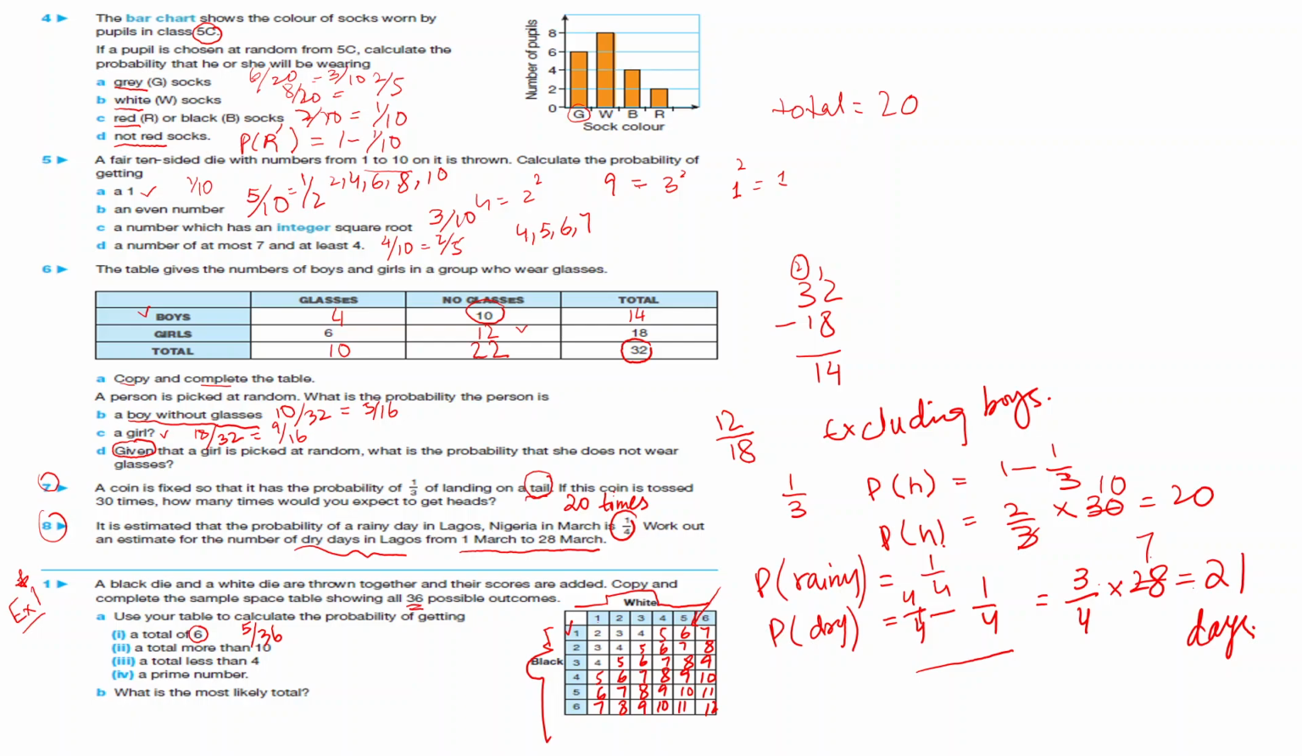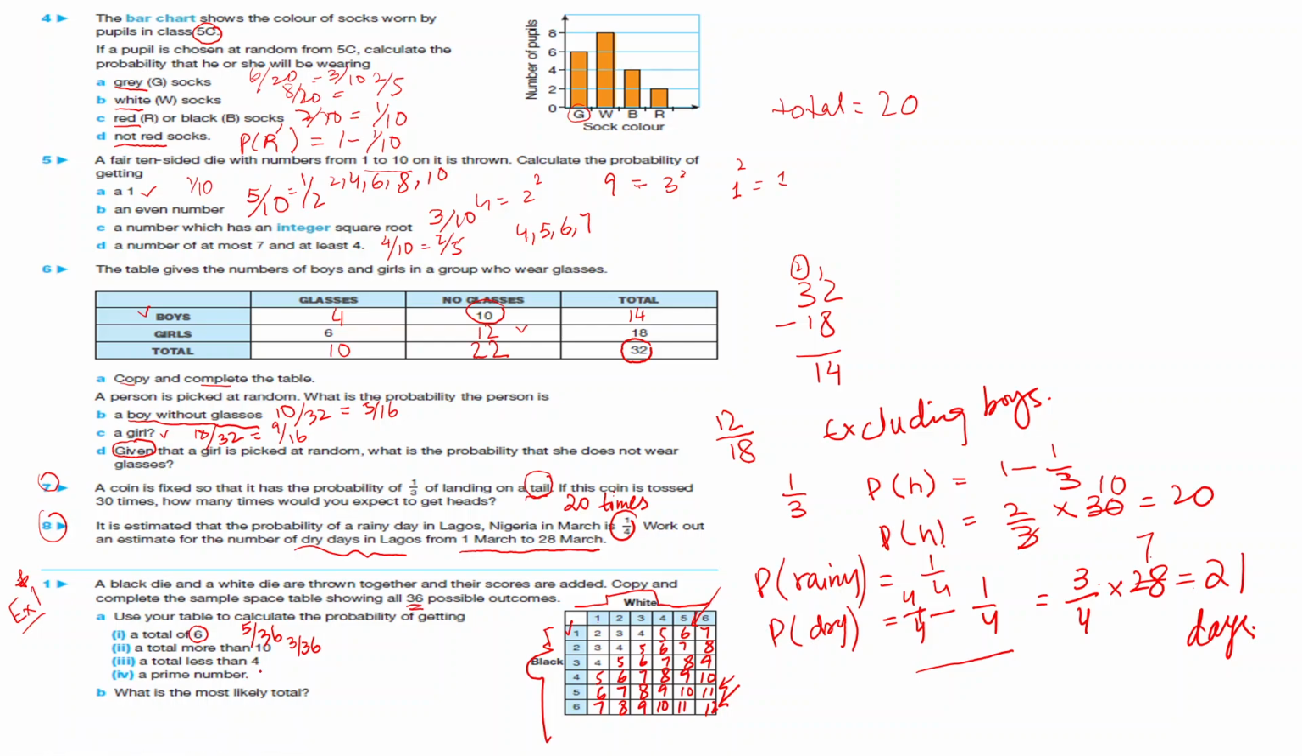Now, a total more than 10. More than 10 is 11 and 12, so the probability is 3 out of 36. More than 10 means 10 is not included. So there are two possibilities of 11 and one possibility of 12. So you only have three possibilities.